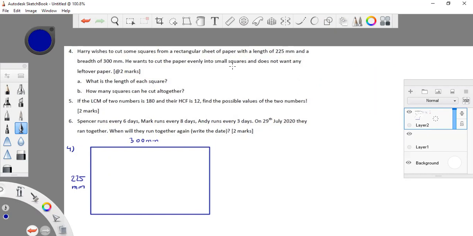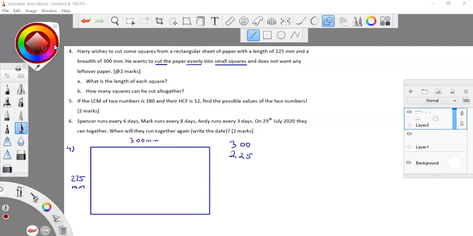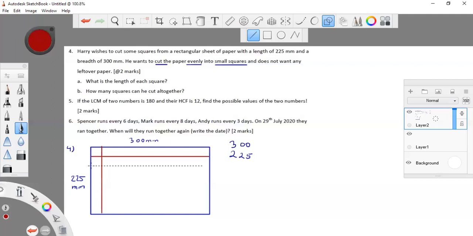So my question is, what kind of factorization is it? Is it highest common factor or lowest common multiple? We are looking for HCF or LCM. It's hard to think, what kind of question is this? Anyway, he wants to cut the paper evenly into small squares. So he actually wants to cut it like this, guys. HCF. There you go. Why? How come?